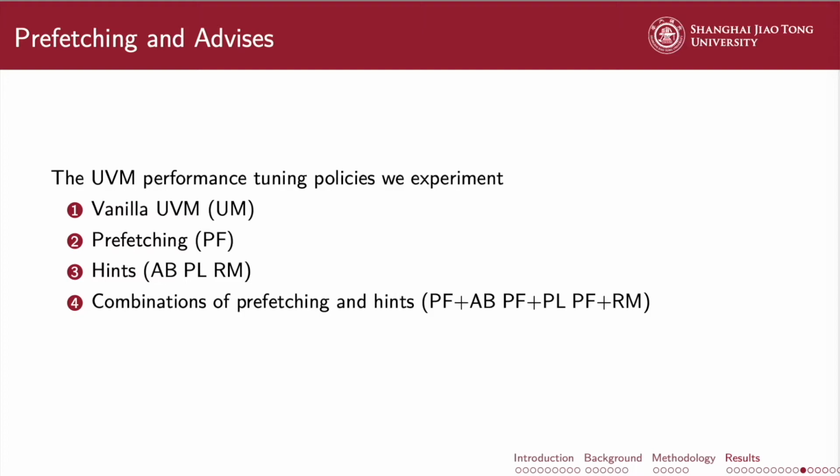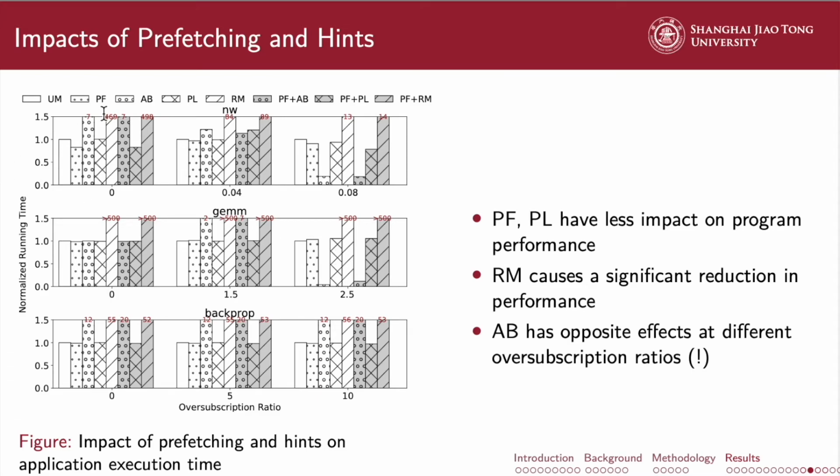For UVM performance tuning techniques, we experimented with policies of both vanilla UVM and different combinations of them. And the left figure shows how prefetching and UVM hints affect the execution time of 3 applications. First of all, policies have different impacts. PF and PL have little impact, while RM causes a significant reduction in performance.